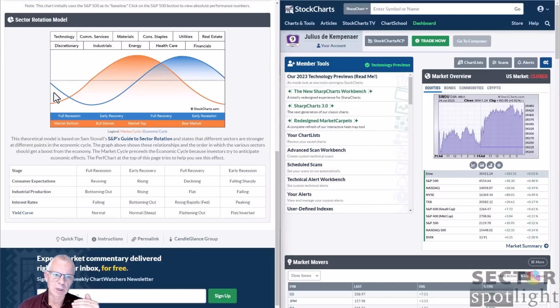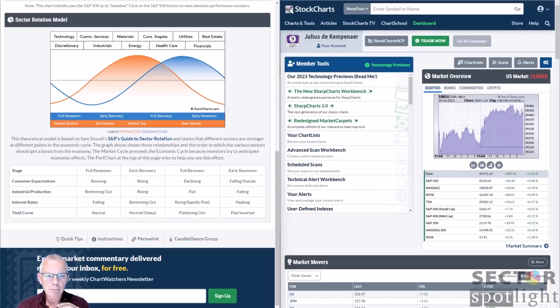The blue line is the economic cycle, going from a full recession to an early recovery to a full recovery to an early recession and then back to a full recession, etc. And as we all know, the stock market has the tendency to lead the economic cycle by roughly 9 months. That's the orange line that you see here. So it starts with a market bottom, bull market, market top, and then a bear market, and then it goes back into a market bottom again. That's what we're trying to achieve, and trying to align with what we're currently seeing in the market.